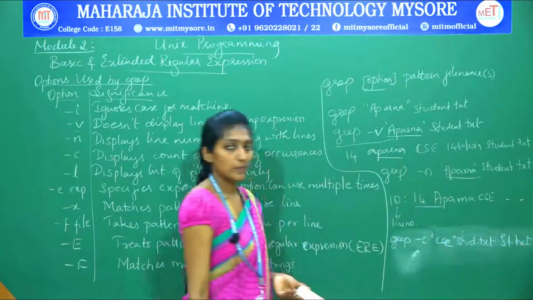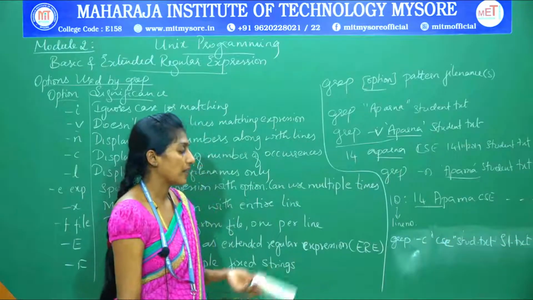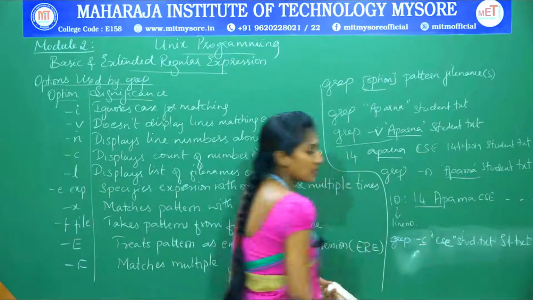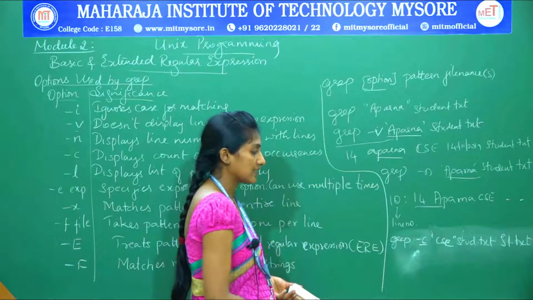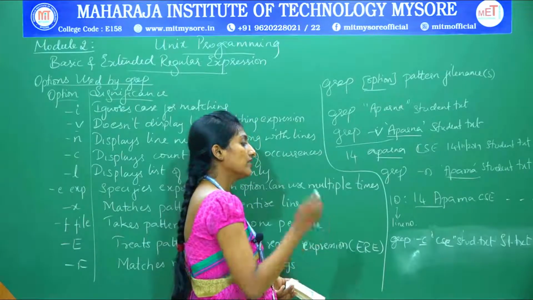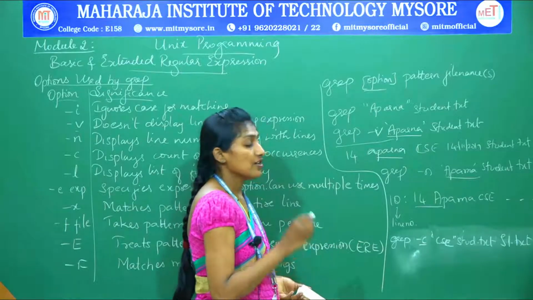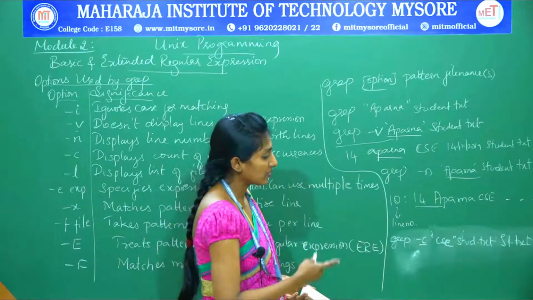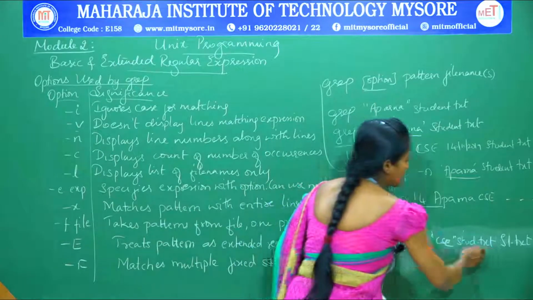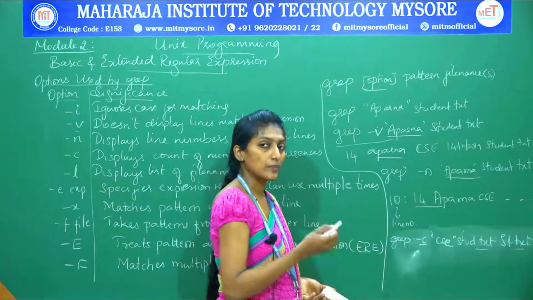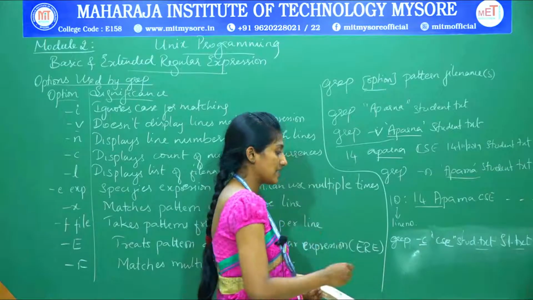In this, multiple file names can be provided for searching for a pattern. Here I have given the option -c. What it does is count the number of occurrences of the pattern I have given, the pattern CSE. If that pattern is there in both the files, student.txt and s1.txt, it is going to count the number of occurrences of that particular pattern CSE.